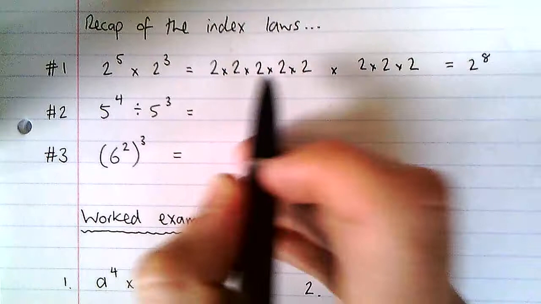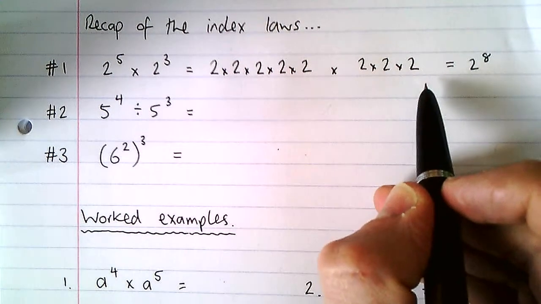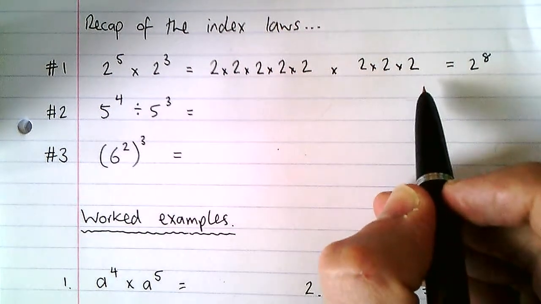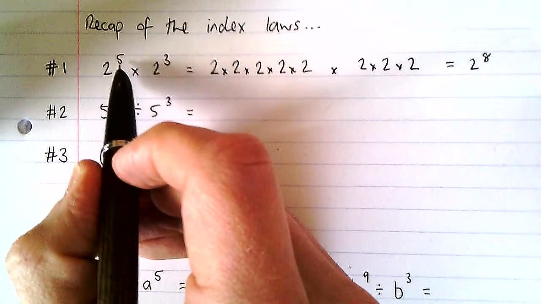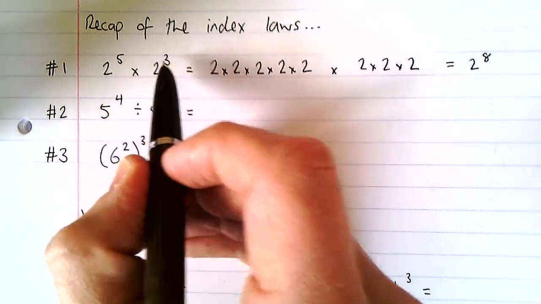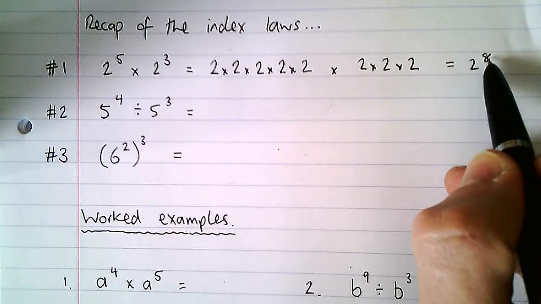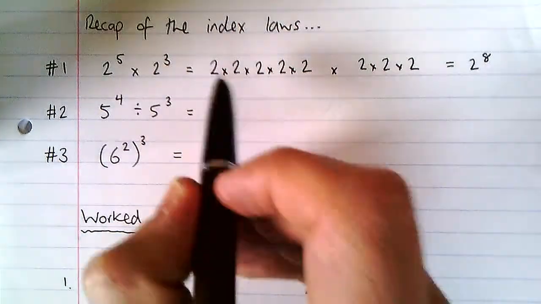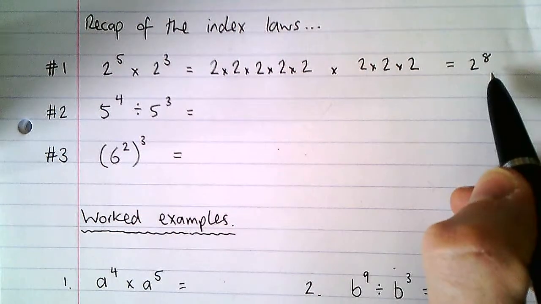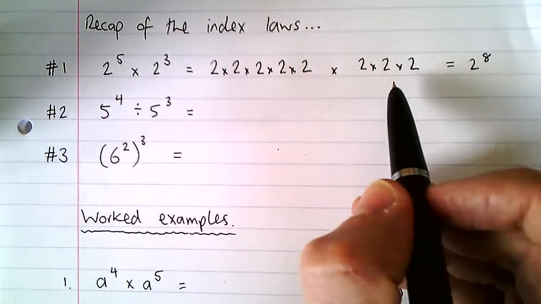Now you don't need to write all of this in, this is purely just to illustrate what's going on here. What we can actually do is just add the powers, so 5 add 3 gives me 8, and we'll see that in our worked example in a moment. We don't need to write all this down, we can just write the answer straight down without any of this intermediate step.